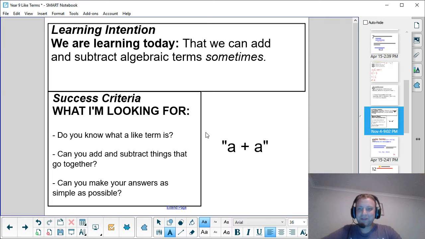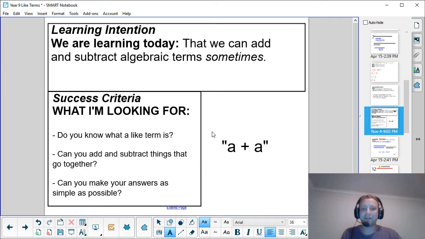So to be successful in today's lesson, the first thing you'll have to know is what a like term is, because like terms are the algebraic terms we can add together. Once you know which ones you can and can't add together, can you actually add and subtract them? So are you okay with your numbers? You've got your calculators at home if you're not. And what our goal will be through all of this unit is to make our algebraic expressions as simple as possible. So can you make your answer as simple as possible?